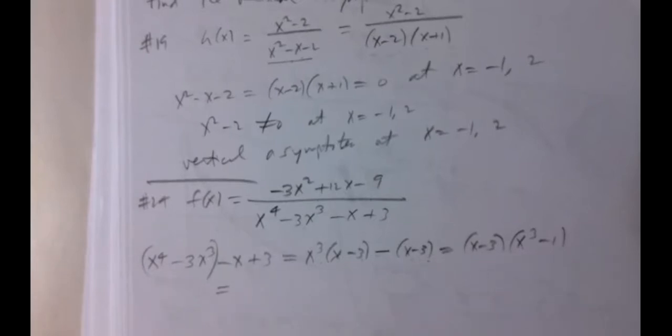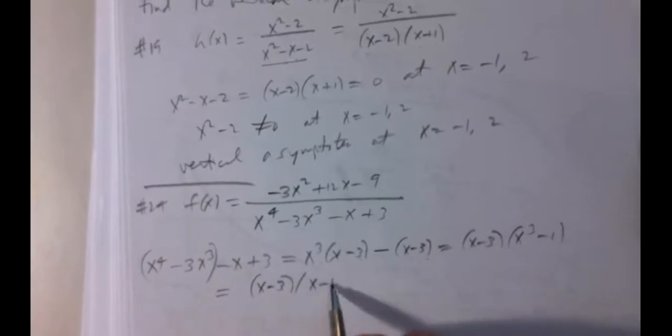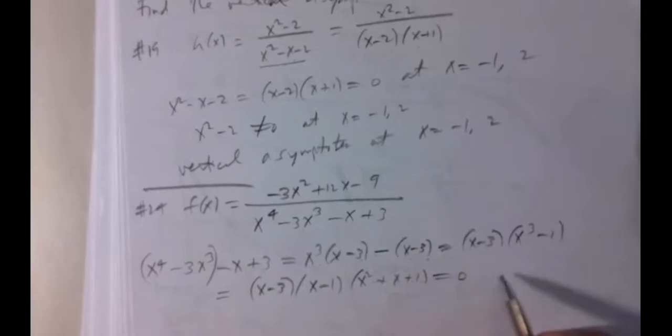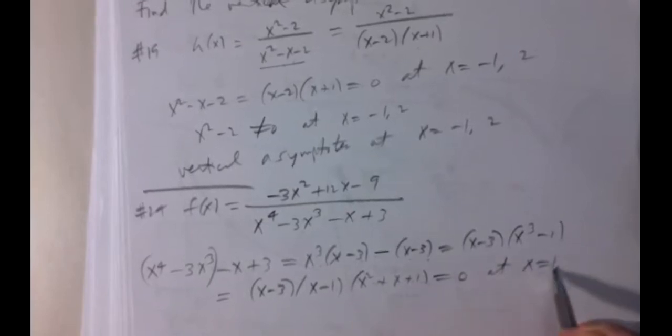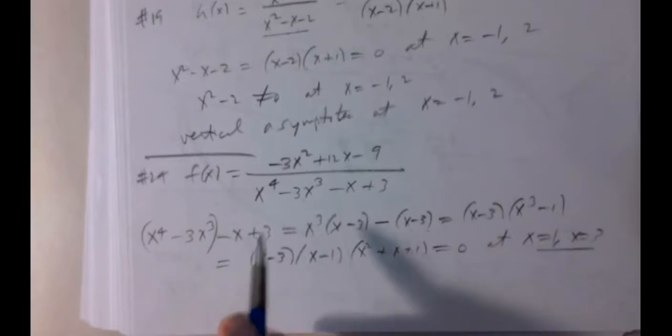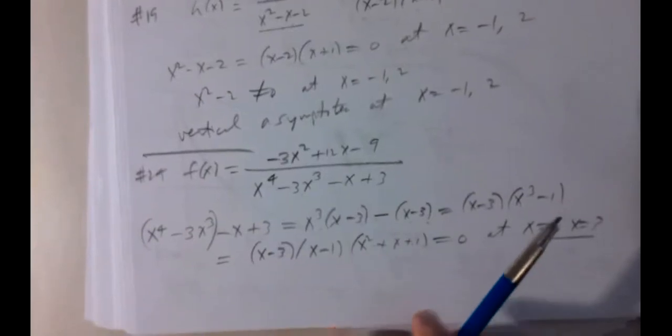And I can factor x cubed minus 1. That's x minus 1 times x squared plus x plus 1. And this doesn't factor anymore. So this is equal to 0 at x equal 1 and x equal 3. So those are the only possible vertical asymptotes. And they're vertical asymptotes if the numerator at 1 is non-zero and if the numerator at 3 isn't 0.